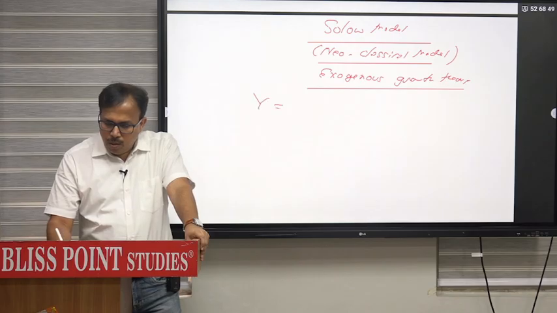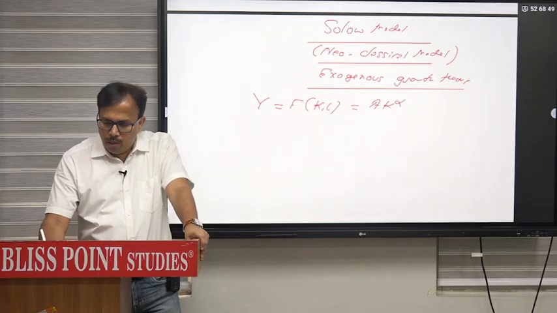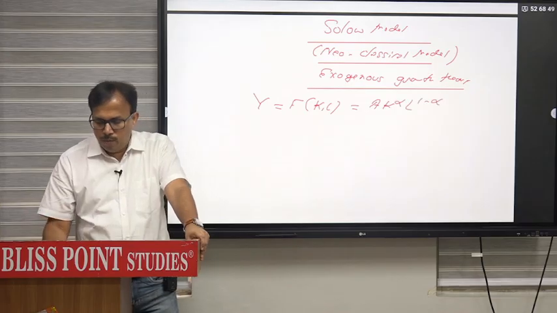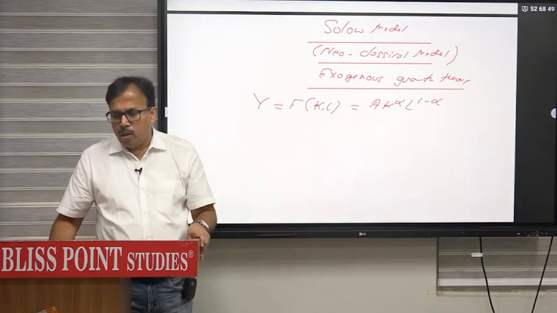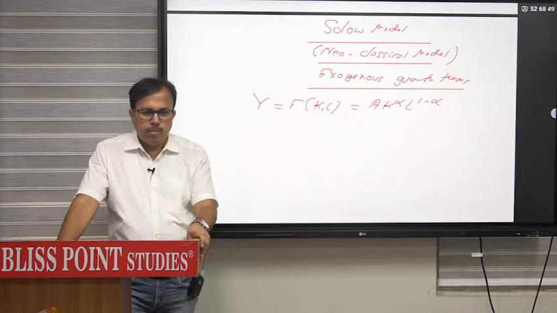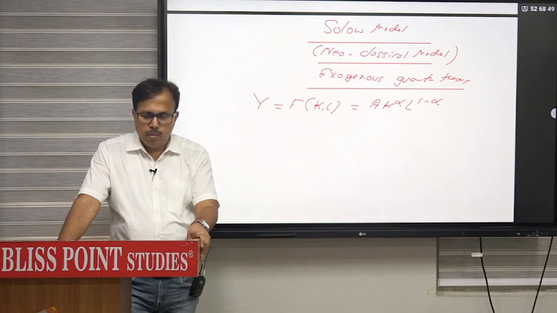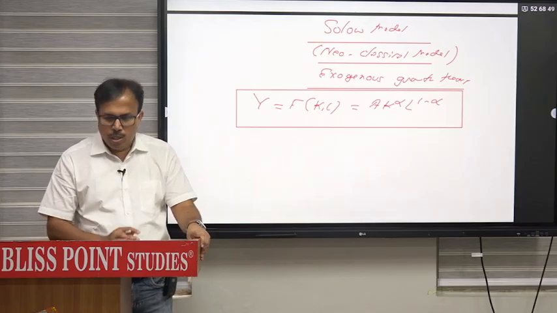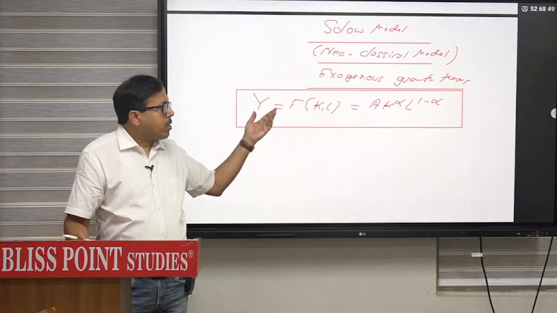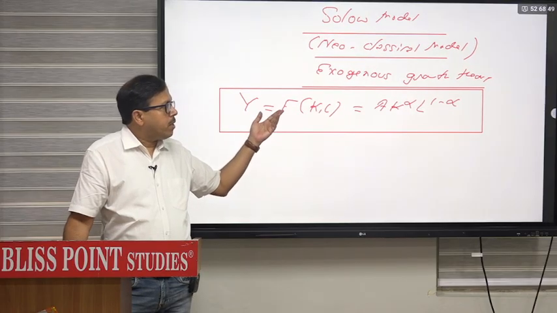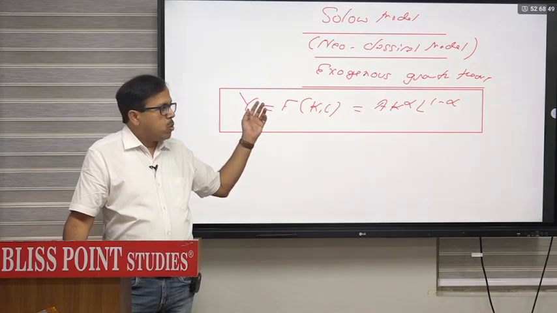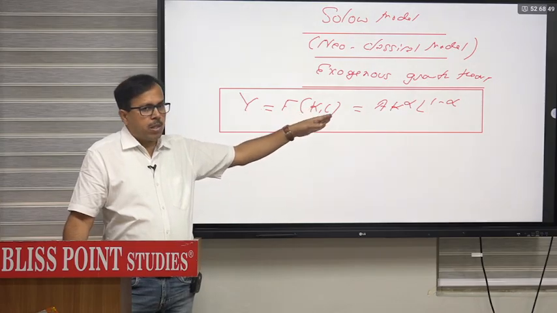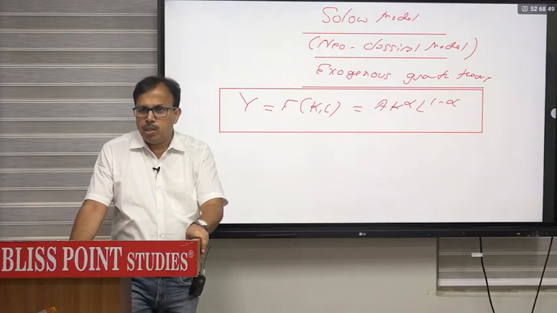So as per this model, Y is a function of capital and labor, which is stated as A capital to the power alpha, labor to the power 1 minus alpha. Whenever a function is written in this order, it is a production function. This is not production of a particular commodity, it is aggregate production. We can call it the Cobb-Douglas production function. The Cobb-Douglas production function is the example taken in the Solow model.